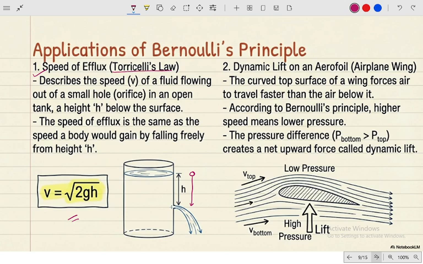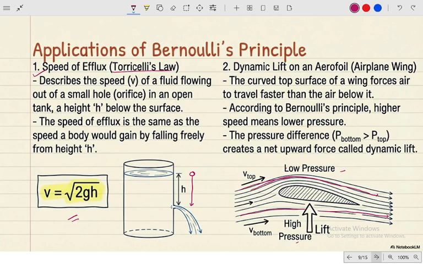And the dynamic lift on an aerofoil, an airplane wing. The curved top surface of the wing forces air to travel faster than the air below it. You see there is a curve here. So the air moves along the curved path, and here the air goes straight forward, so it travels less distance, and they reach this point at the same instant of time. So the speed at the upper end will be more than the speed here. When the speed is more, pressure will be low. So this is high pressure and this is low pressure. It creates a zone of high pressure and low pressure.